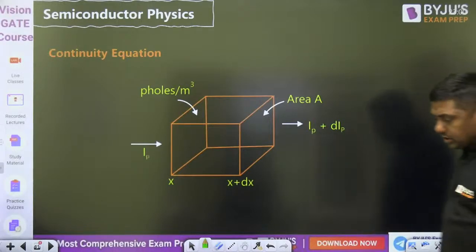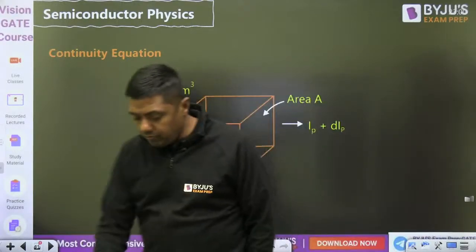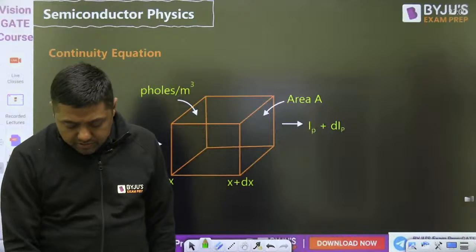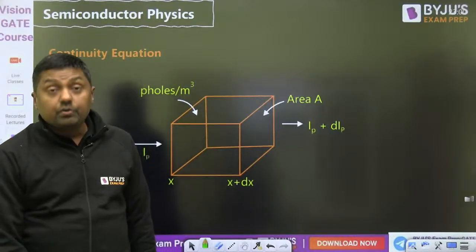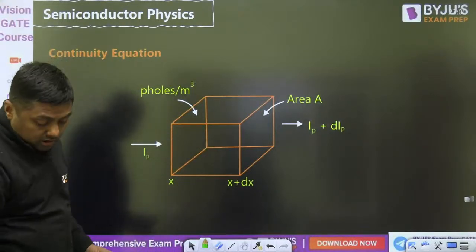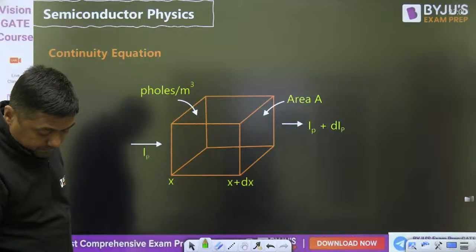Then next one is what? Continuity equation. The next very important topic from semiconductor physics is the continuity equation, guys. What is the continuity equation here?